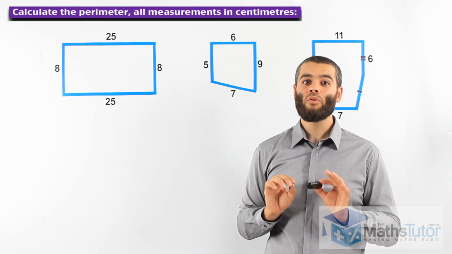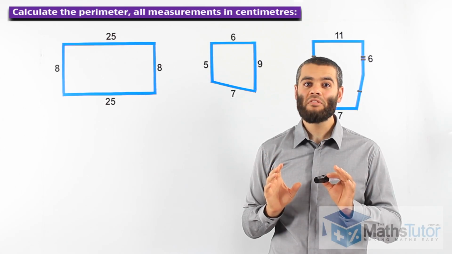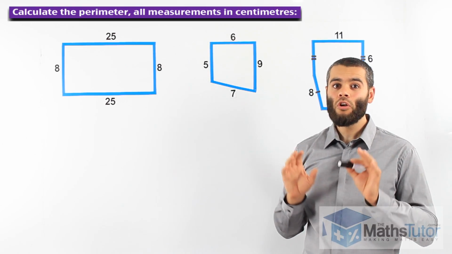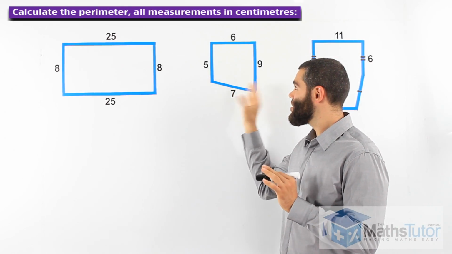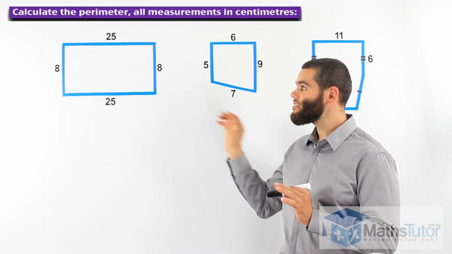Now also something important you need to realize, don't get confused. Sometimes the diagrams are not to scale. In fact, a lot of the times they're not to scale. So make sure you follow the information given to you, and from the information you can work out the perimeter. Let's see how it's done.